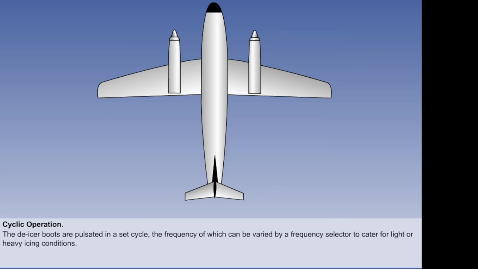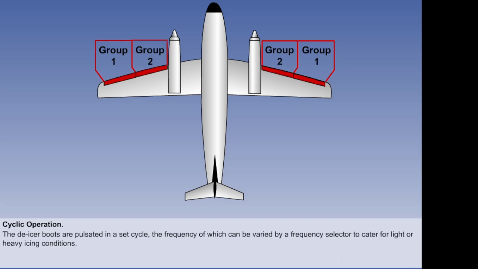The de-icer boots are pulsated in a set cycle, the frequency of which can be varied by a frequency selector to cater for light or heavy icing conditions. To reduce the volume of pressurizing air required, the boots are usually divided into groups. For instance, Group 1 may be the port and starboard wing outboard boots. Group 2, the port and starboard wing inboard boots. And Group 3, the fin and tailplane boots.